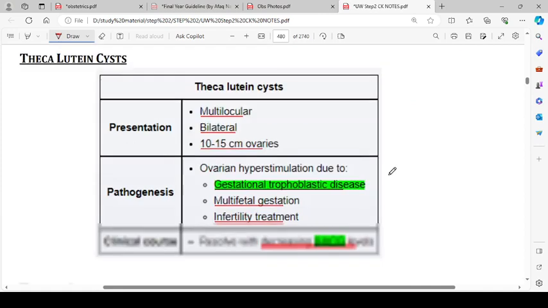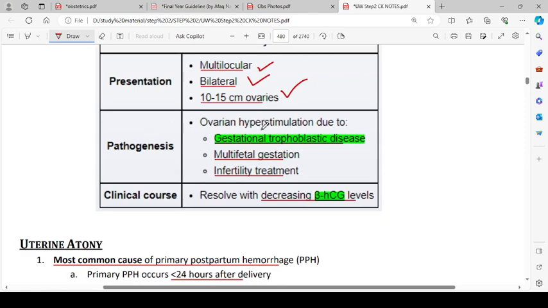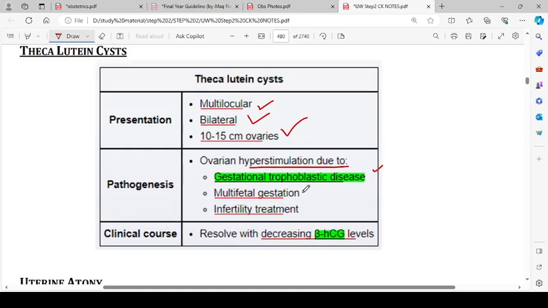Then theca lutein cysts. Presentation: multilocular, bilateral, 10 to 15 centimeter ovaries. Pathogenesis: ovarian hyperstimulation due to gestational trophoblastic disease, multi-fetal gestation, and infertility treatment. These situations can lead to ovarian hyperstimulation that can lead to formation of theca lutein cysts. Clinical course is resolved with a decreasing beta hCG level.